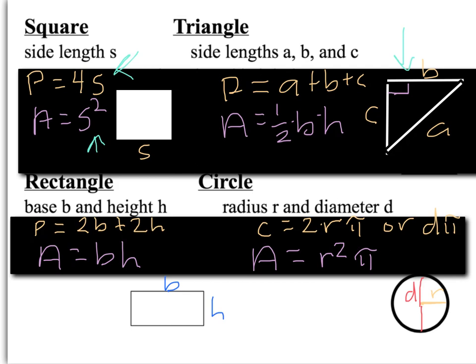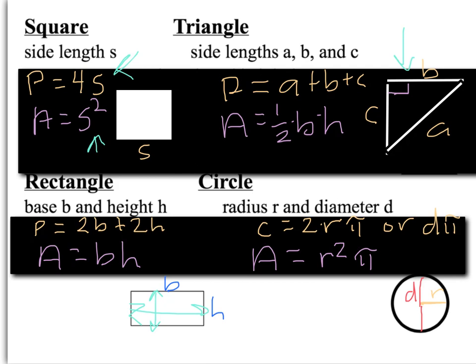When you're looking at a rectangle, the opposite sides are congruent. So the perimeter would be 2 times b plus 2 times h. And the area is b times h, so the two side lengths multiplied together.